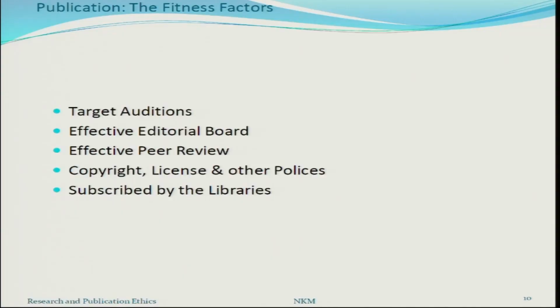And then you must check the copyright policy, license, and the other policies, as I told you, using the Sherpa Romeo and Juliet services. And then you must understand the journal circulation, whether the journal is very popular and subscribed by libraries, because then there are readers to read the journal, and online subscription is also there. So these are the factors we have to understand. These are very major and important factors for the publication process.